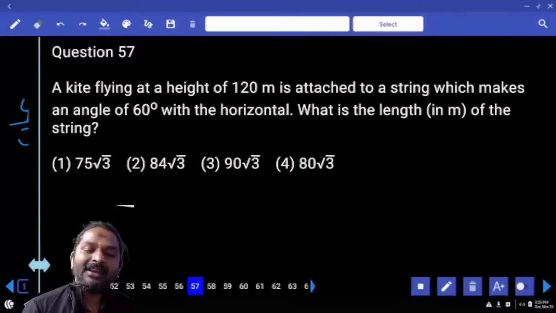A kite flying at a height of 120 meters is attached to a string which makes an angle of 60 degrees with the horizontal. What is the length of the string?